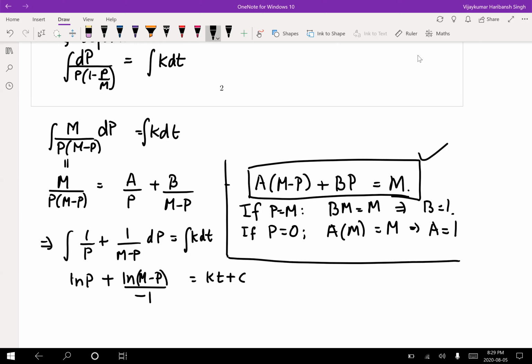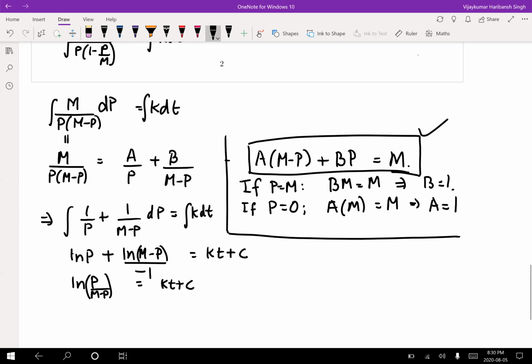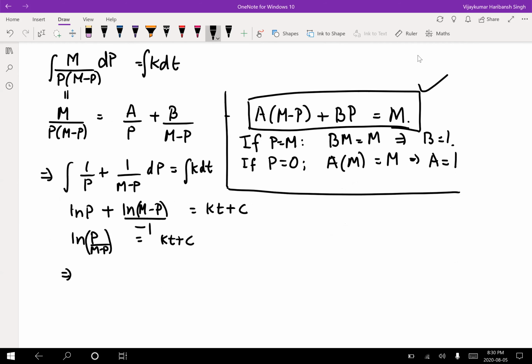And I get kt + C. So this can be written as ln P minus ln(M - P) equals kt + C. When you simplify this, we get P over (M - P) is equal to e to the power kt + C. Now we want to simplify this. So this means P equals (M - P) times e to the power kt + C.